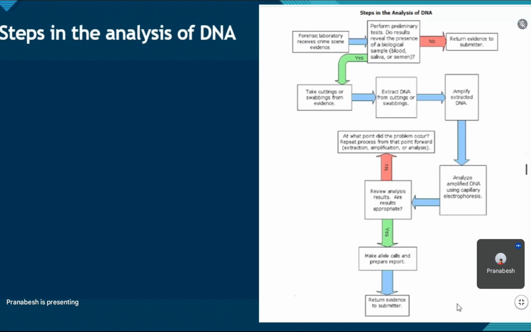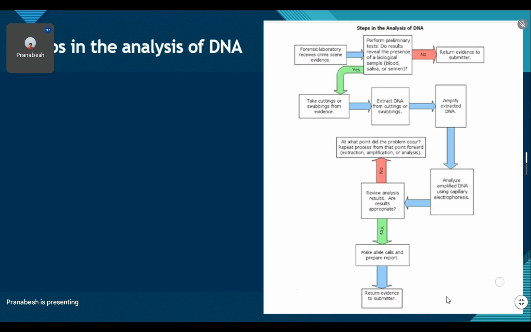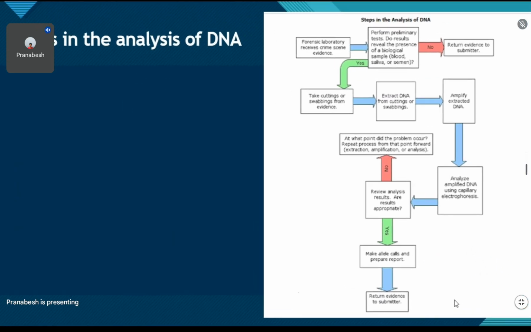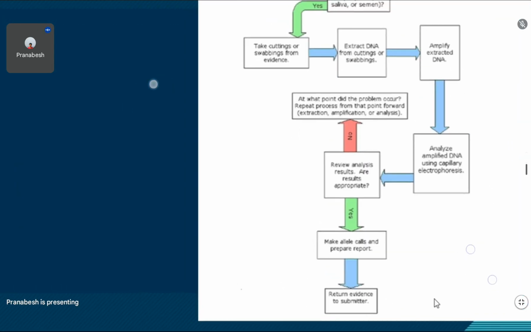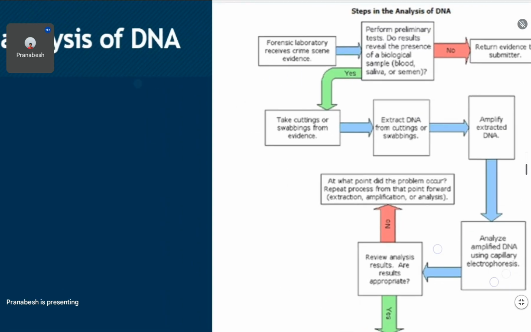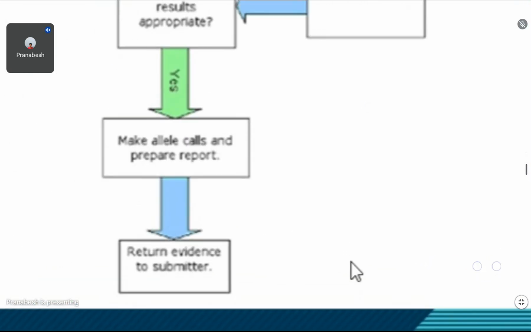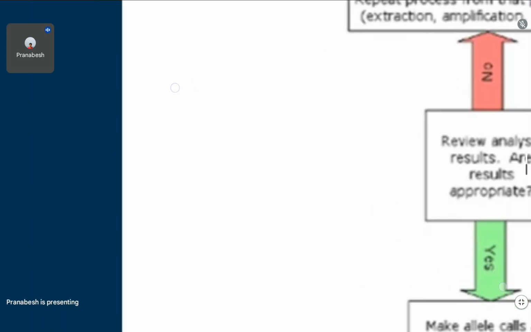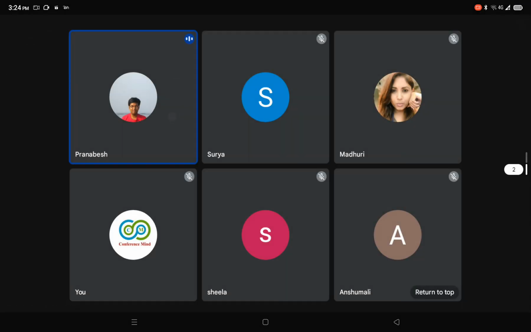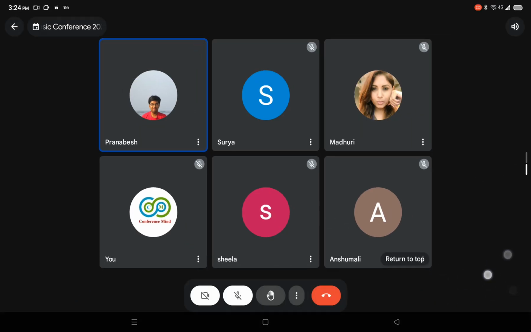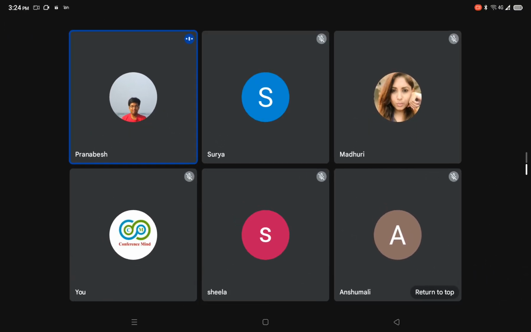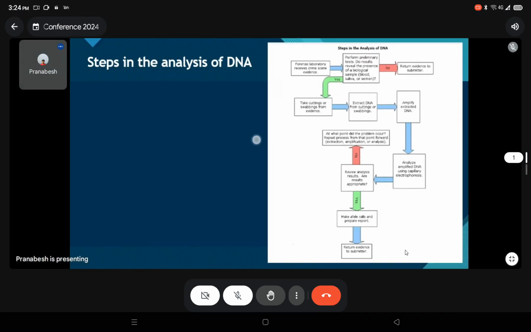So these are the steps of analysis of DNA. What are the steps of DNA analysis? The first thing is that the forensic laboratory receives crime scene evidence, then they perform the preliminary test. If you get blood, saliva or semen, what about the preliminary test? We go for some presumptive tests to identify whether this one is blood, this one is saliva, or this one is semen.